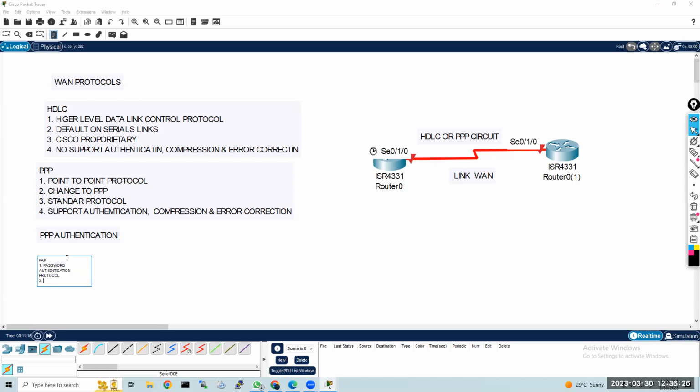Protocol. The second thing is, it works as a two-way handshaking process. And the third point is your password is sent in clear text. Now if you talk about CHAP, CHAP stands for Challenge Handshake Authentication Protocol.